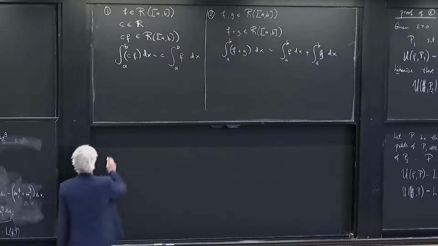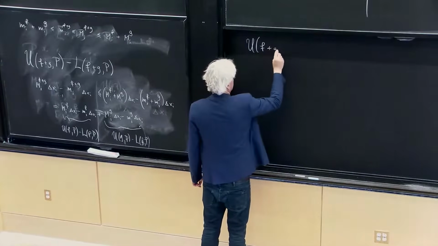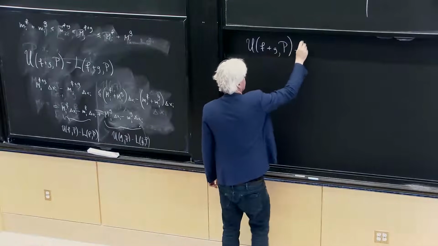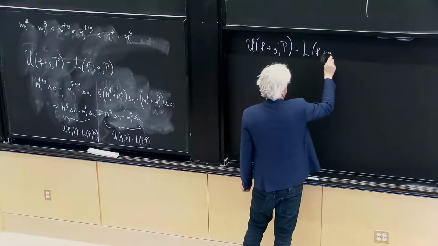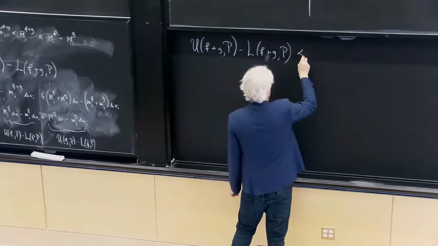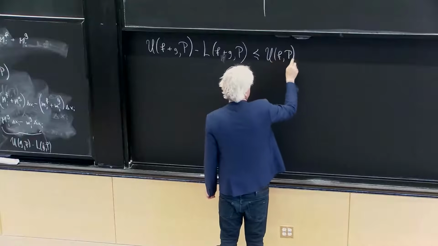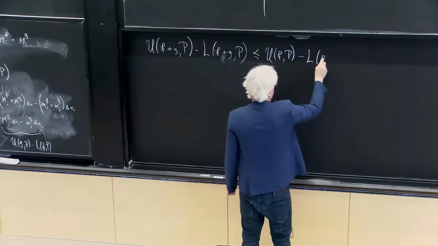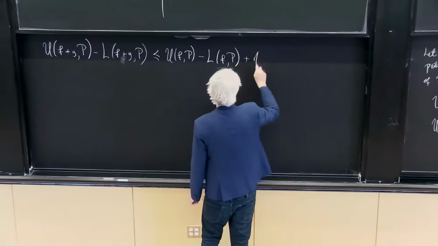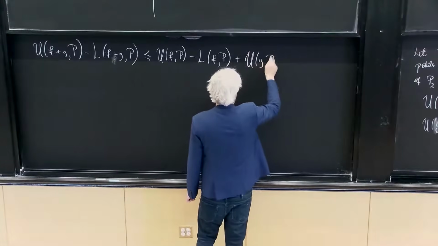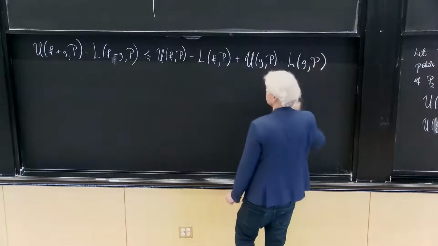So summing everything up, you get U(f+g, this partition) minus L(f+g, with respect to this partition) is less than or equal to U(f, with respect to this partition) minus L(f, with respect to the partition P) plus U(g,P) minus L(g,P). Right, so you're getting that, right?